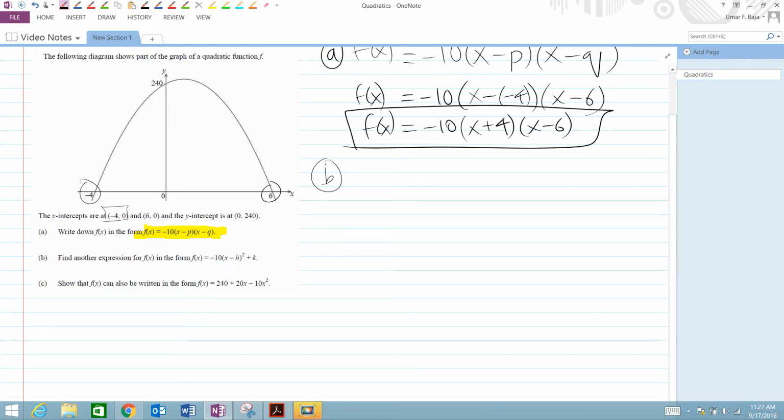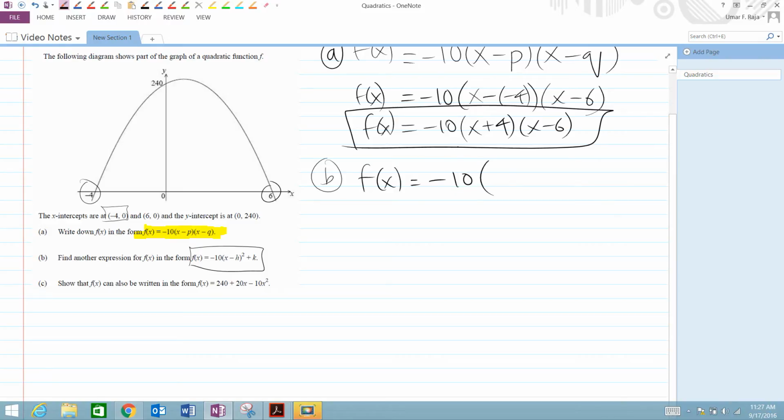For the second part of the problem, what do they want you to do in this case? Find another expression for f of x in the form f of x is equal to -10, parentheses, x minus h to the second plus k. Now all they're saying is rewrite that same equation in vertex form. Now this is going to be a little bit different, and the way that we're going to do that is by completing the square on this, just like I've done in the class.